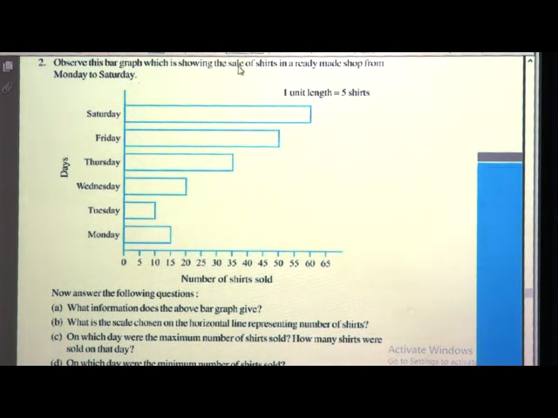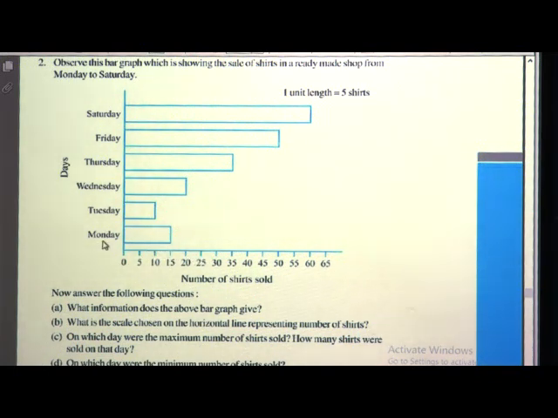Observe this bar graph which is showing the sale of shirts in a ready-made shop from Monday to Saturday. Now this is the bar graph which is showing the number of shirts sold from Monday to Saturday. It means in a week. Okay. So here we have taken the days: Monday, Tuesday, Wednesday, Thursday, Friday and Saturday. So here days, and 1 unit length we have taken as 5 shirts. So here we have taken shirts as 5, 10, 15, 20, 25.